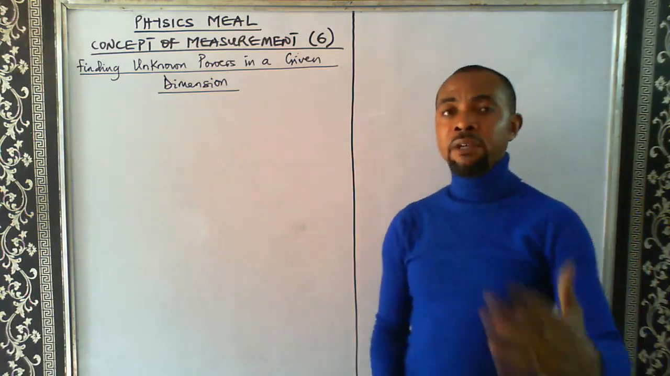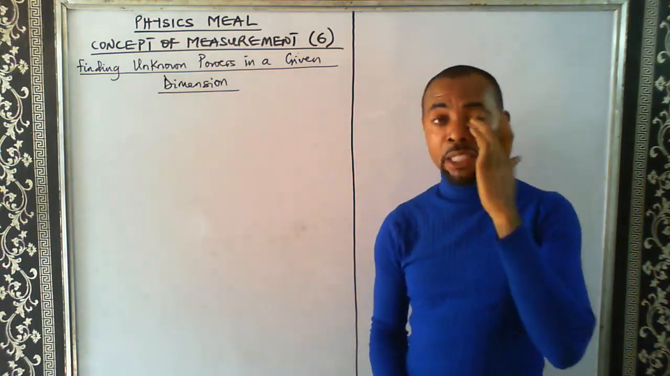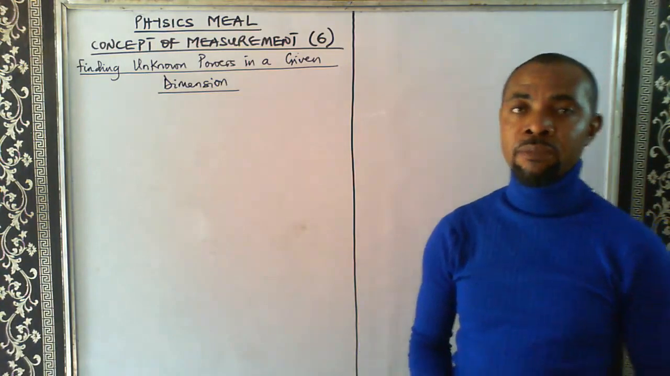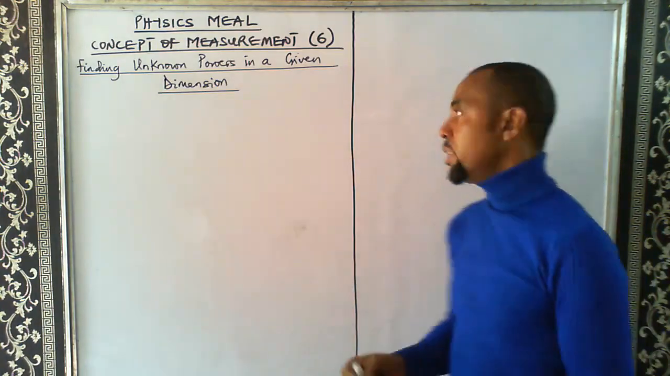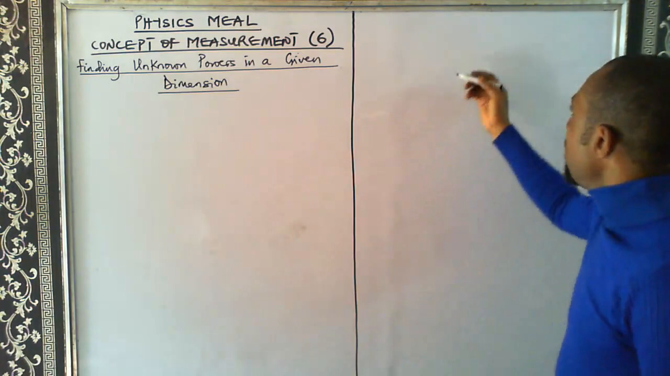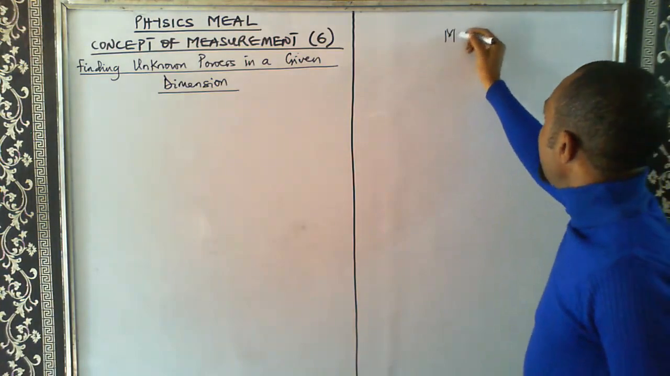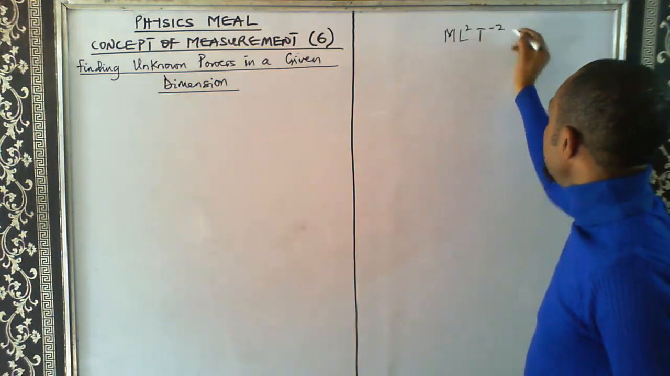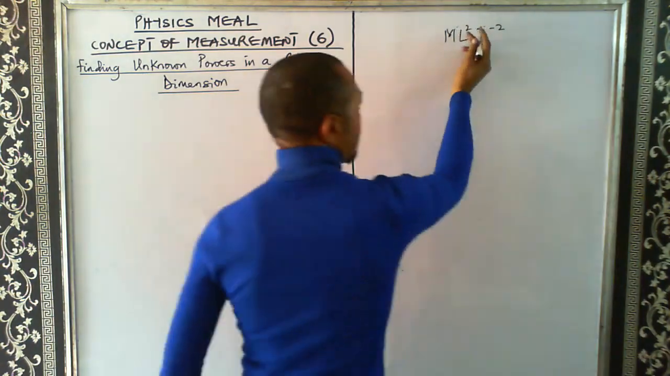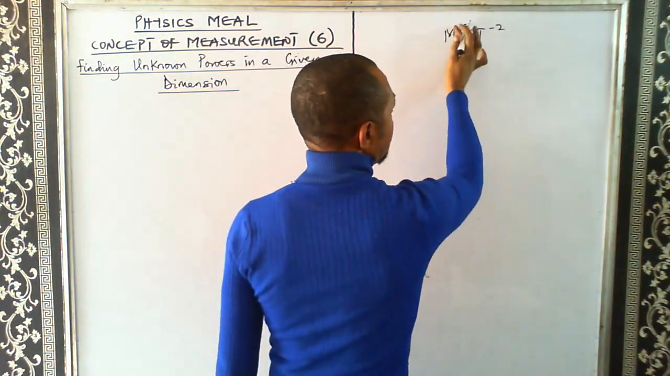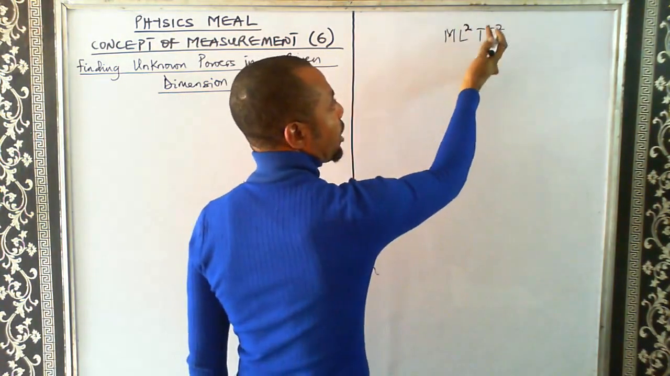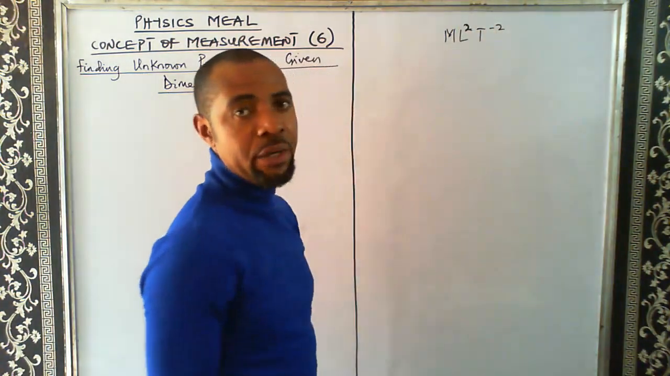Now, you may be given the dimension of a particular quantity with unknown powers. For example, we know that the dimension of energy is M L squared T to the power minus 2. So the powers are known. The power of M here is 1, the power of L here is 2, and the power of T here is minus 2.